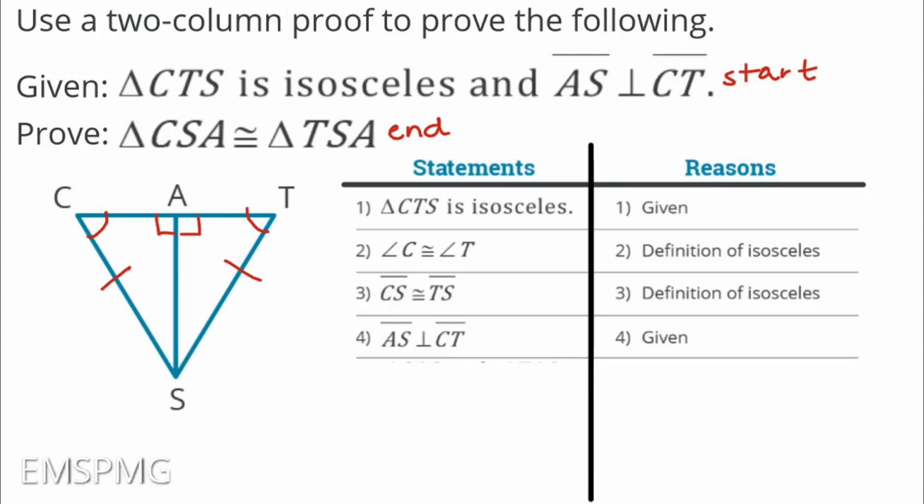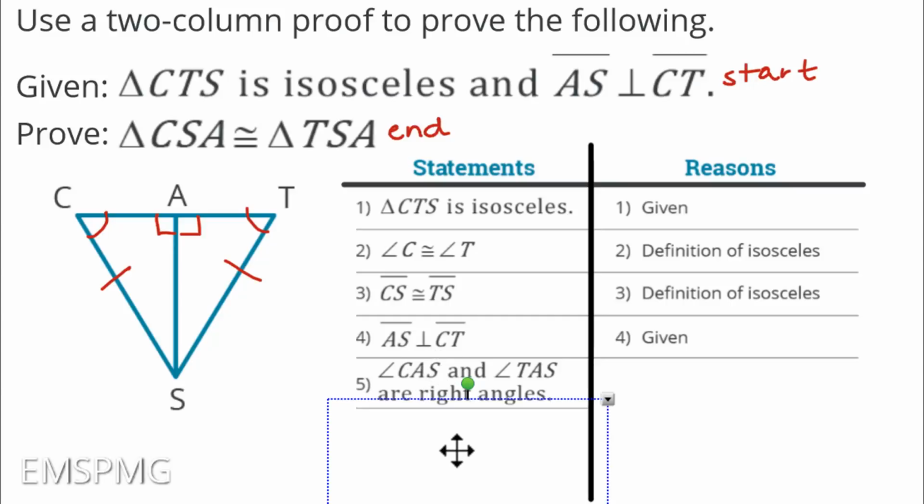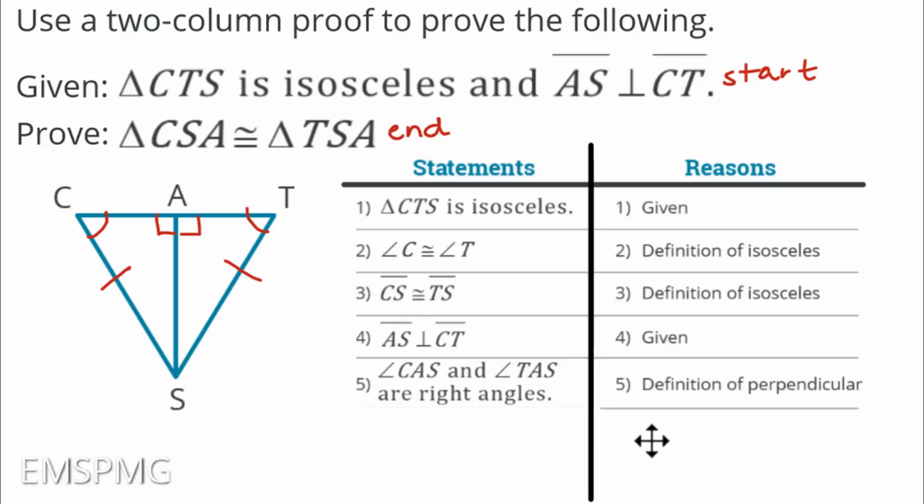Now watch, make sure that you're putting this information not only in the diagram, but into the table as well. So I can now see that angle CAS and angle TAS, so CAS, TAS, those are both right angles. What allowed me to say that? What word did I use from number 4 to help me create number 5? The only vocab word we had in number 4 was the word perpendicular. So I'm going to bring this right down, and that's its definition. That's how I knew that this was true.